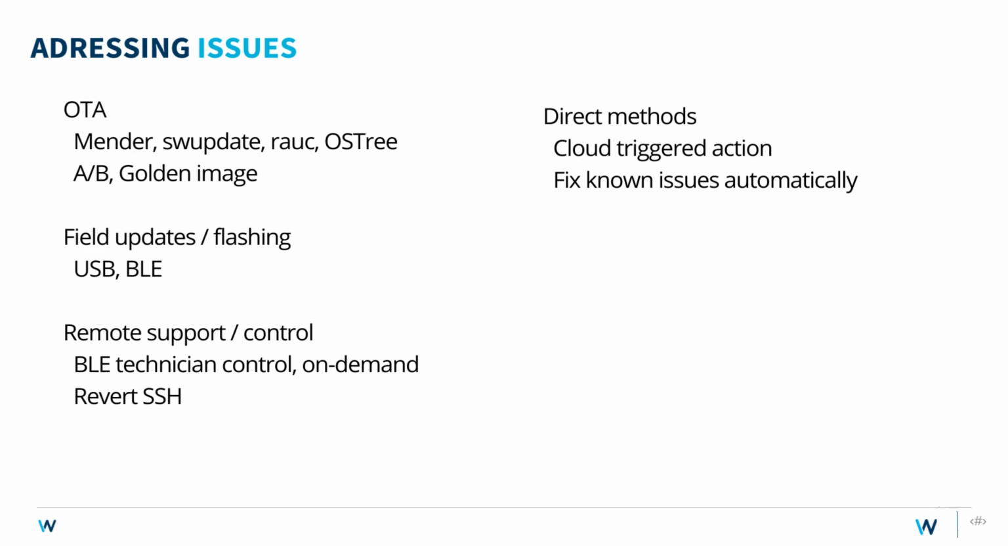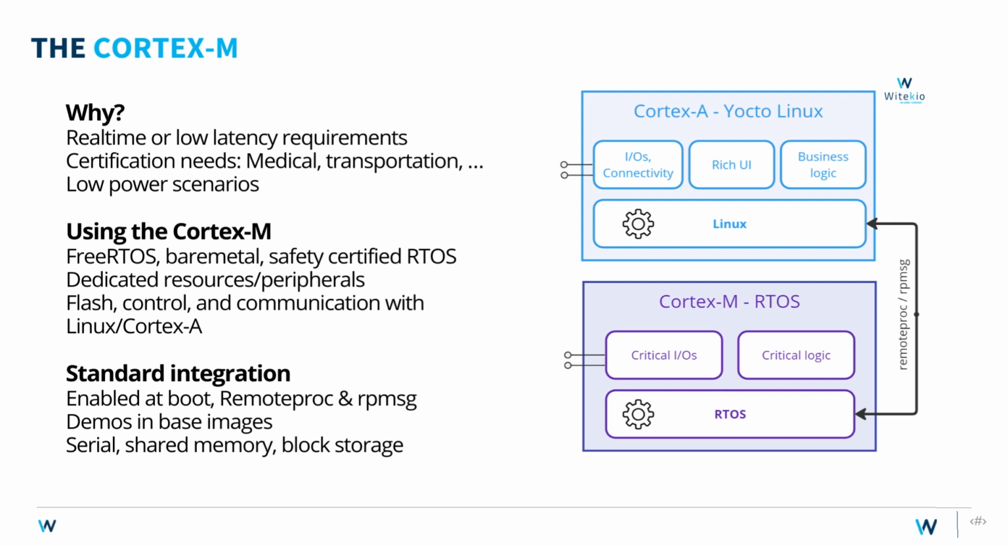And then you have direct methods, for example, from AWS IoT or Azure IoT, to enable either an immediate fix when something happens or just triggering actions, either pre-programmed or custom actions.